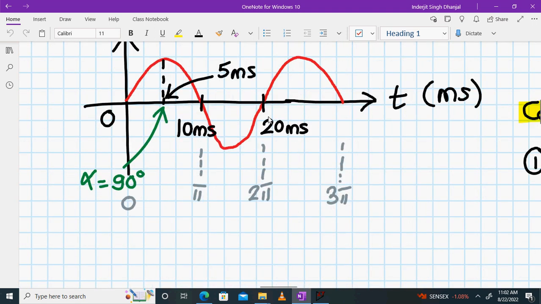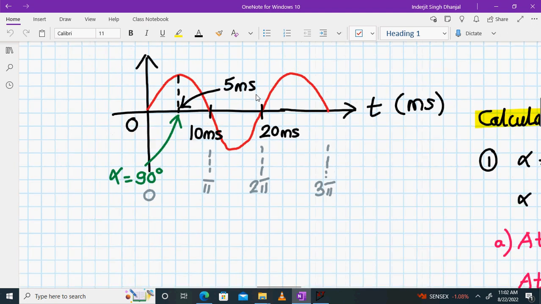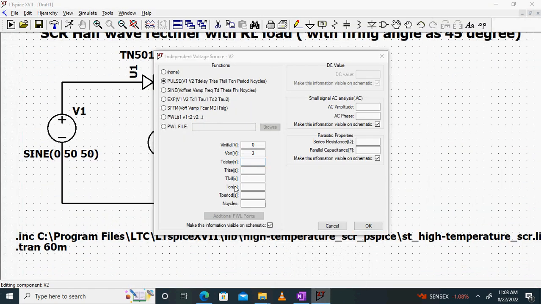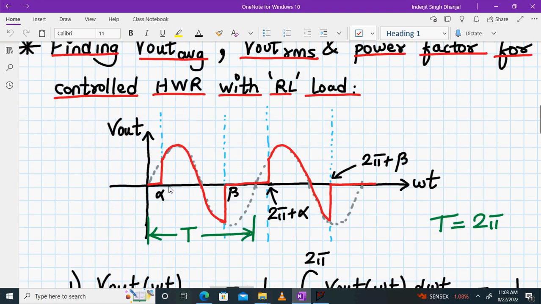Since a period is around 20 millisecond, half the period will be around 10 millisecond. So in that half the period, during the positive half cycle, if I select 5 millisecond as my time delay, my alpha will be 90, right? So if I have to select alpha as 45, I have to select a time delay of 2.5 millisecond, right? So that's how we get this as 2.5.